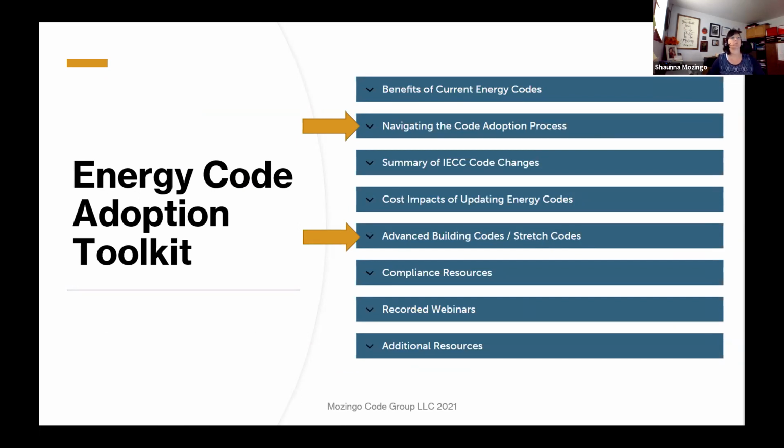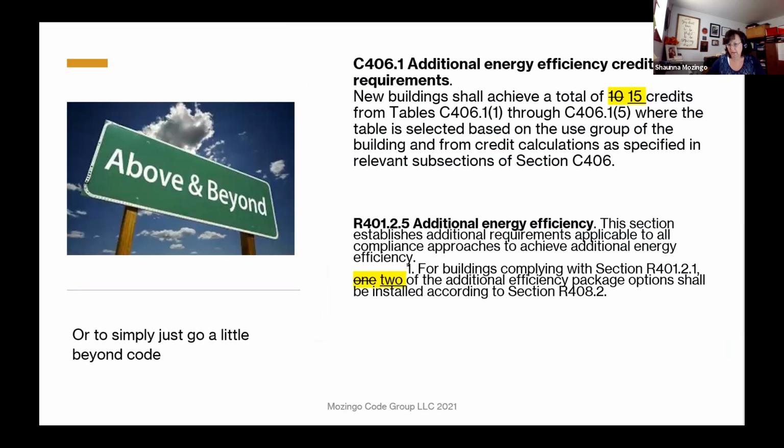But what if you don't want to have this big, huge sustainability plan and you just want to do something a little bit more simple, but you still want to be a little bit above code? How do you amend your code to do that? A lot of people do that. So this is how you would write something. This is an example of how to go above code without going to this big, huge sustainability plan, but it's also an example of how to replace existing text.